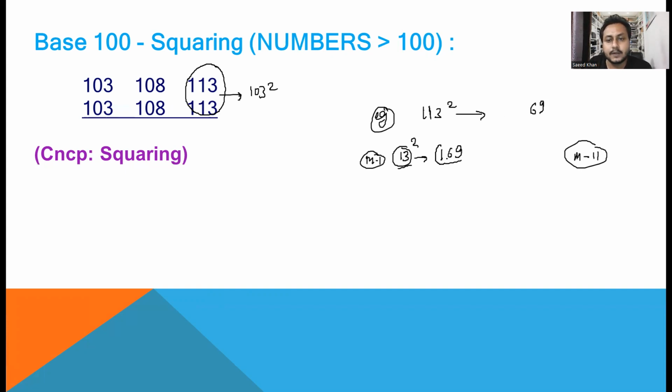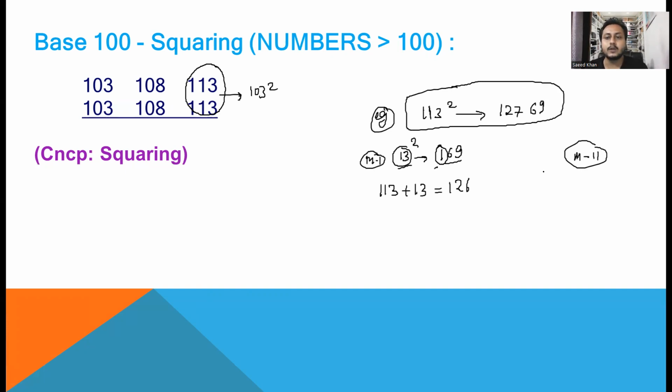And 1 is carryover. To get the remaining digits, just add 13 to the number. It's 13 plus 113. What will we get? 126. 1 is carryover. 126 plus 1 is 127. So 113 square should be 12769. Again, you can also apply the second method.